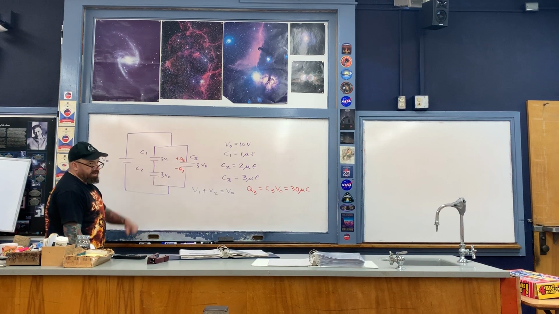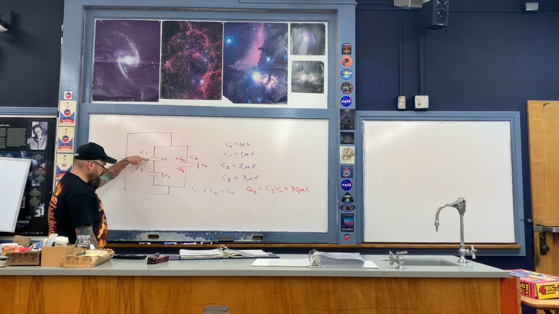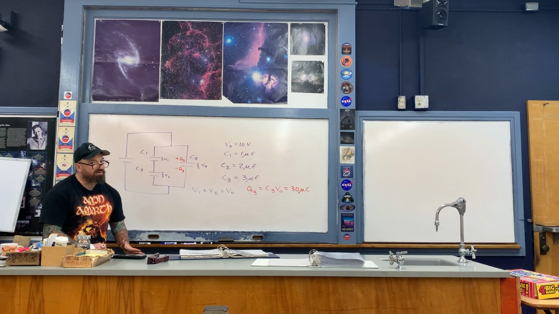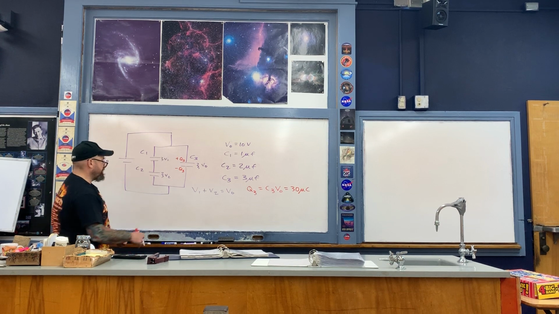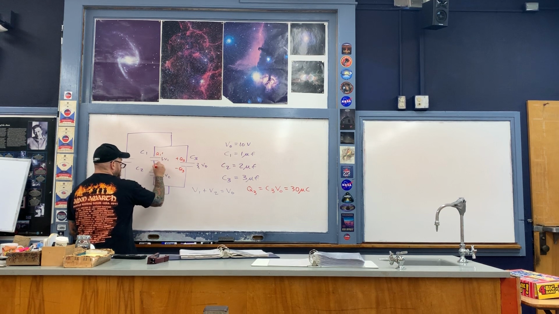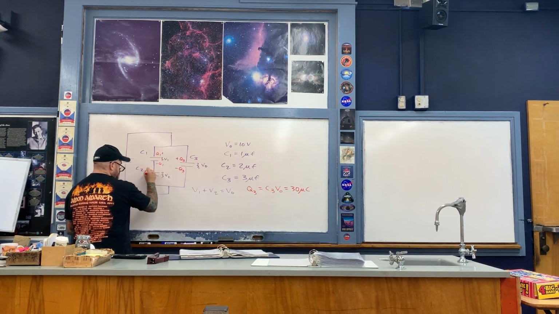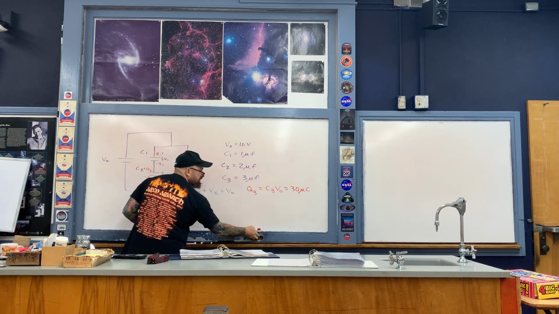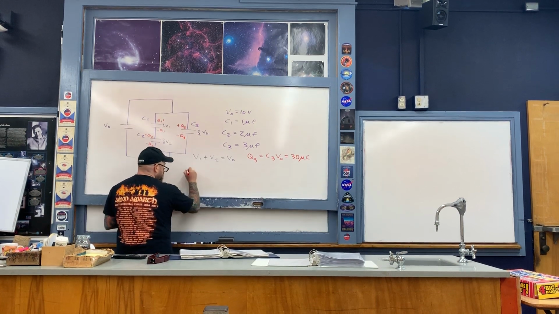Okay, now what about these guys over here on the left-hand side? They're in series, so therefore they have the same amount of charge on each capacitor. Let's, however, call this one here Q1, positive and negative. Let's call this one here Q2, positive and negative. But because these guys here are in series, those capacitors that is, we know that Q1 is equal to Q2.